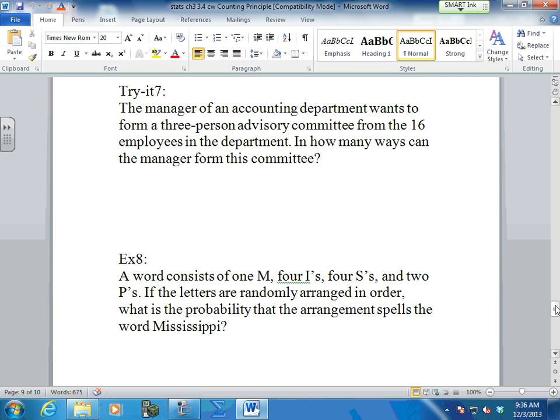So what'd you get? How many do you have to choose from? 16. What'd you get? 560. You want 3 of these. Okay, you want 3-person advisory committees, 560. Agreed? Okay. All right, tomorrow we're going to finish this up, and then we'll be done with this first basic chapter of probability before we move on to the next one.